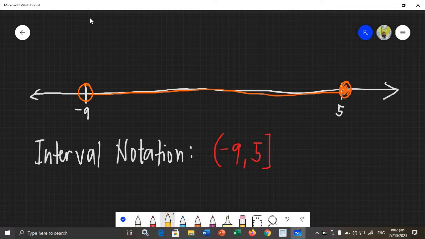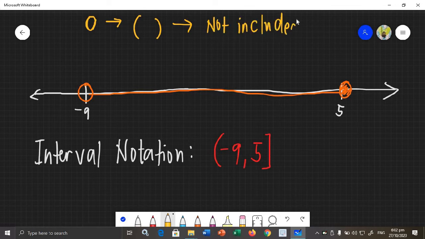So, sa interval notations, kapag sa number line, kapag open yung circle, ang gagamitin is parenthesis. Meaning, the value of that number is not included. Okay, I forgot this part. Kindly take note of this. And then, if the given is a closed circle or a shaded circle, you're going to use the brackets in the interval notation, meaning that is included in the solution set.